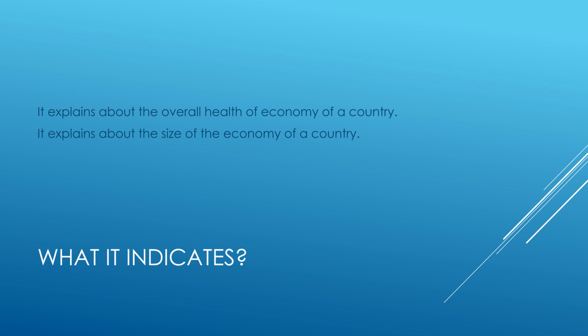In the previous slides, we understood what is meant by GDP and how the GDP is arrived. Now let us understand what it indicates. GDP explains about the overall health of the economy of a country. It explains about the size of the economy of a country. We say America is the world's largest economy based on the GDP of that country. China is the second largest economy of the world based on the GDP of that country. India is the fifth largest economy at present based on the GDP of our country.